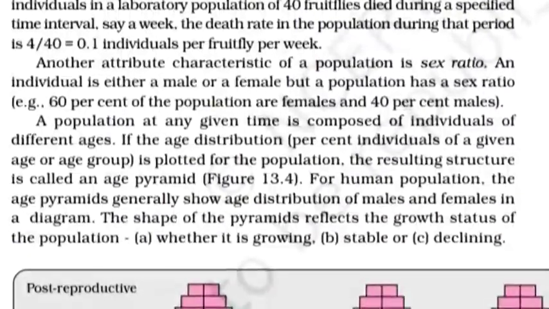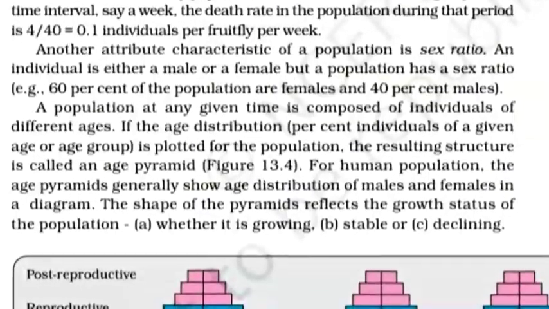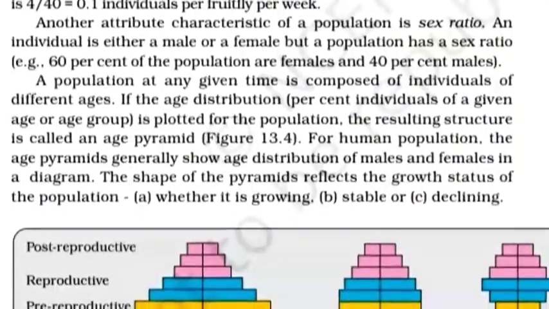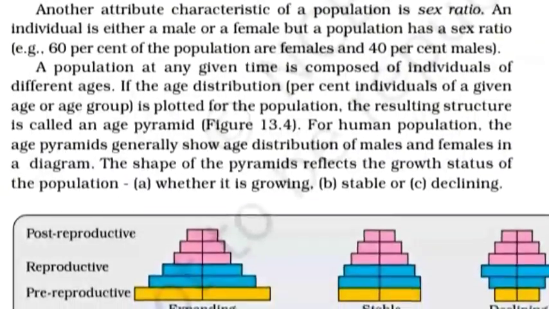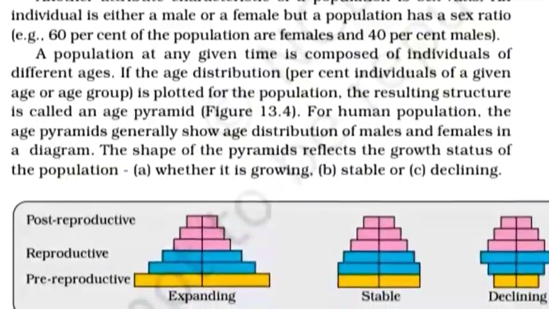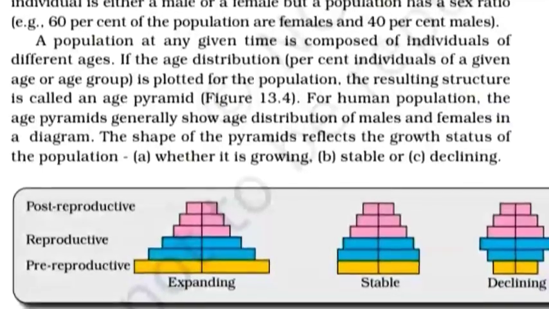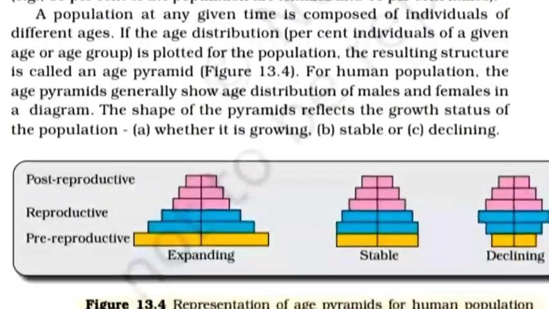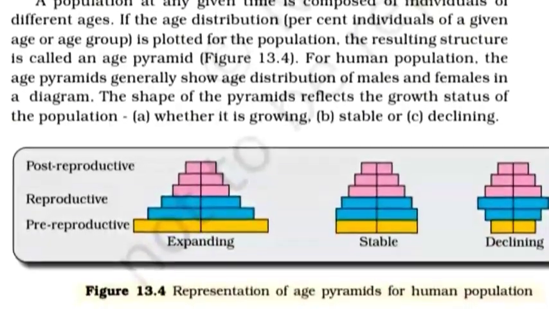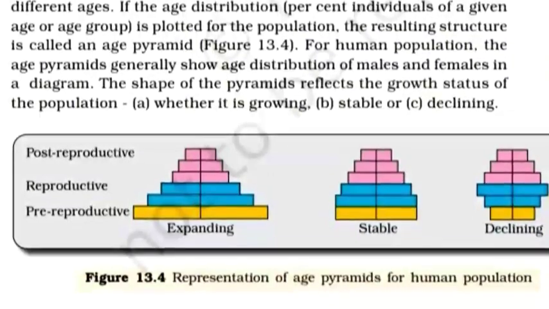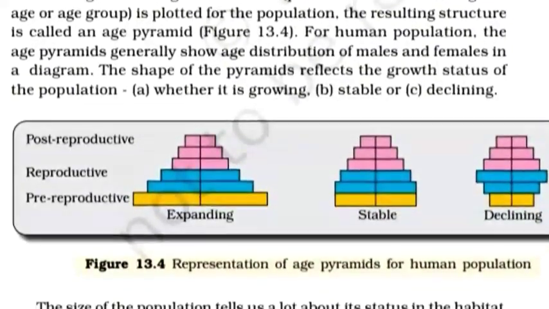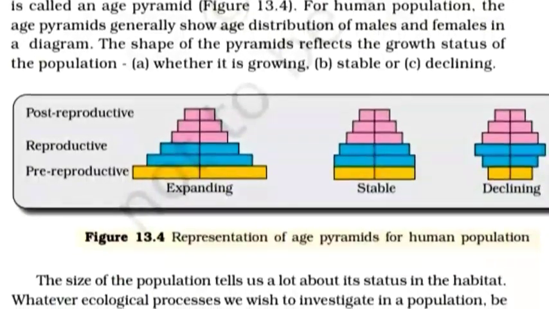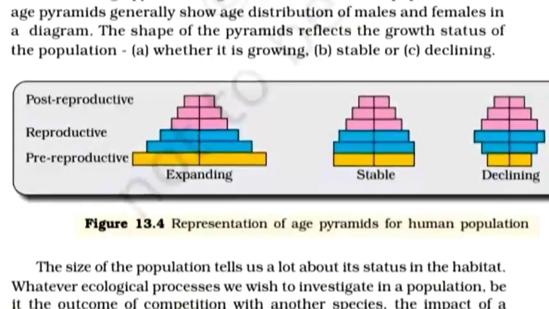Another attribute characteristic of a population is sex ratio. An individual is either a male or a female, but a population has a sex ratio. For example, 60% of the population are female and 40% male. A population at any given time is composed of individuals of different ages. If the age distribution, percent individuals of a given age group, is plotted for the population, the resulting structure is called an age pyramid. For human population, the age pyramids generally show age distribution of males and females in a diagram. The shape of the pyramid reflects the growth status of the population, whether it is growing, stable, or declining.